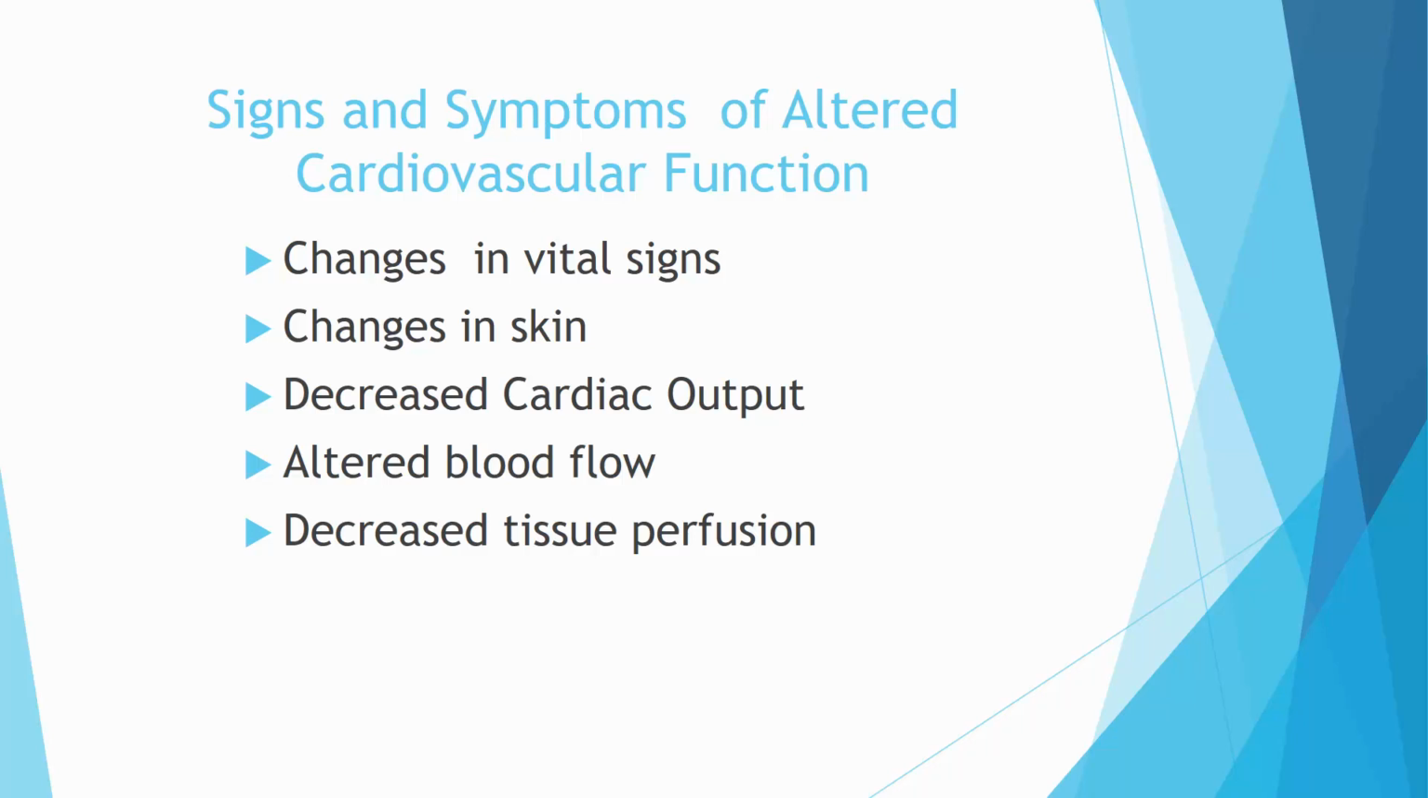Decreased cardiac output can be from an MI, valve dysfunction, dysrhythmias, altered blood flow, then also is seen with dehydration or excessive fluid volume, atherosclerosis, and venous pooling. Decreased tissue perfusion is seen with tissue ischemia, like peripheral artery disease and thrombus or DVT.